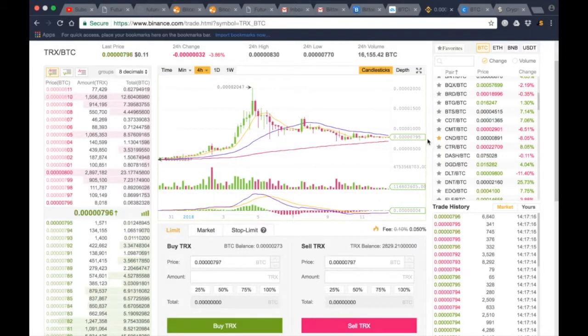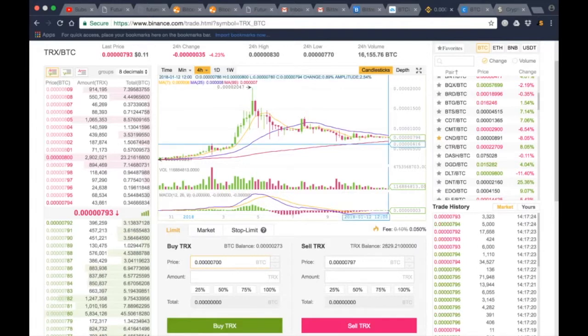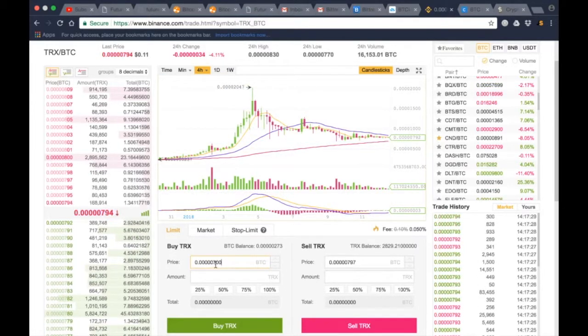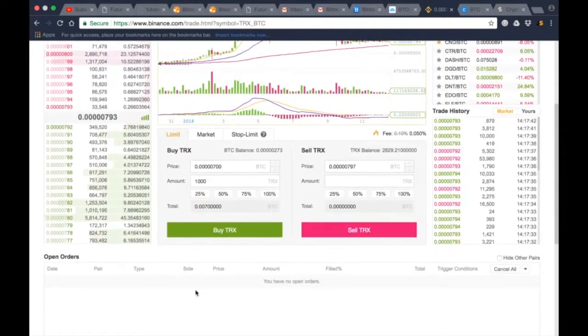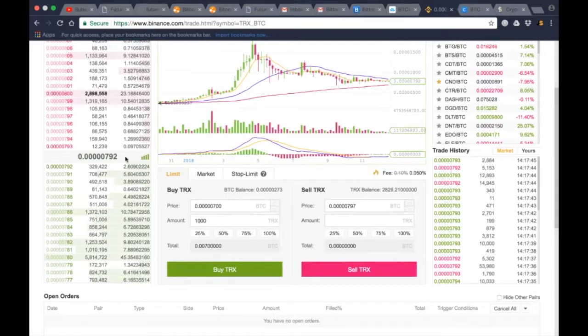So right now it's at 795. You can put 795, or you can even go ahead and put 700 if you think the price would go lower and you want to get it at a cheaper price if it goes that low. So what would happen here is if you place your order at 700, let's say you want to buy 1,000 Tron tokens at this price, once you press buy, you're going to see it here in your open orders, and it's going to be placed in the order book.